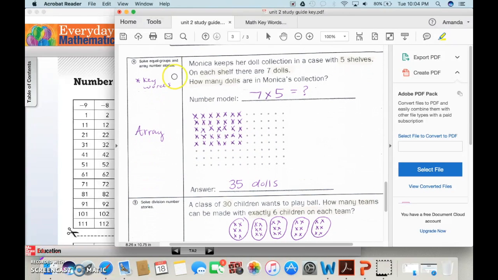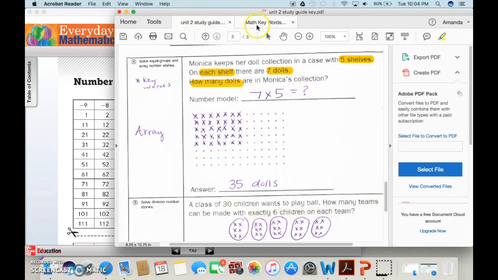Now I have a multiplication word problem. Let's see how I knew it was multiplication. Monica kept her doll collection in a case with 5 shelves. On each shelf there are 7 dolls. How many dolls are in Monica's collection?